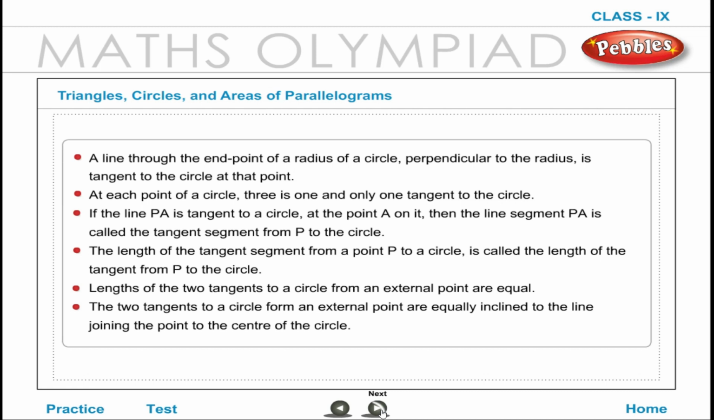Lengths of the two tangents to a circle from an external point are equal. The two tangents to a circle from an external point are equally inclined to the line joining the point to the center of the circle.